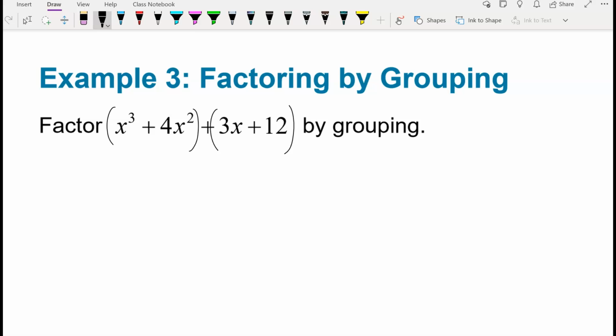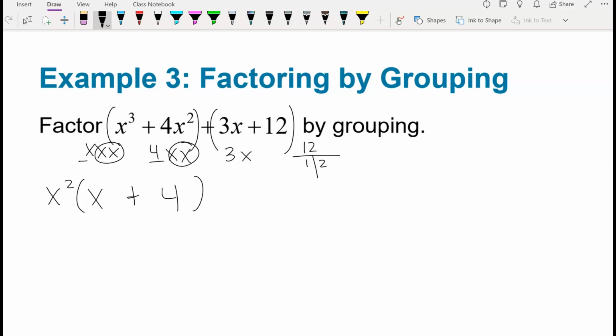common factor. So x to the third, so we have 3 x's, and then we have 4, and then x and x. So they have 2 x's in common, so that's going to be the GCF that we take out. So we have an x and a 4 left over. All right, next one we have 3 and an x, and 12 is 1 and 12, 2 and 6, 3 and 4. So we can take out the 3 because they have the 3 in common. And we're left with x and 4.